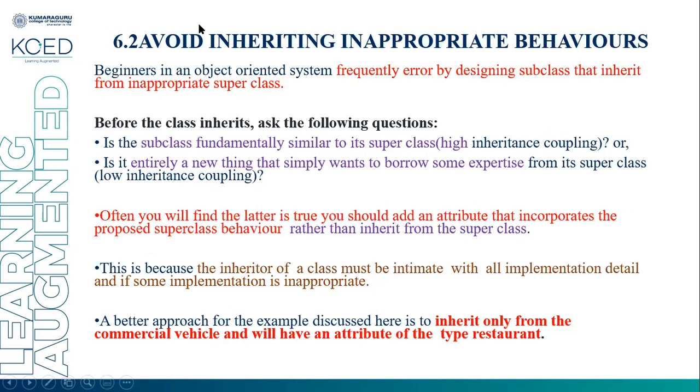the inappropriate behaviors. Beginners in object-oriented systems frequently err by designing a subclass that inherits from an inappropriate superclass. Generally, this is a common mistake made by designers. Before a class inherits, ask the following question: is the subclass fundamentally similar to its superclass, or is it entirely a new thing that simply wants to borrow some expertise from its superclass?